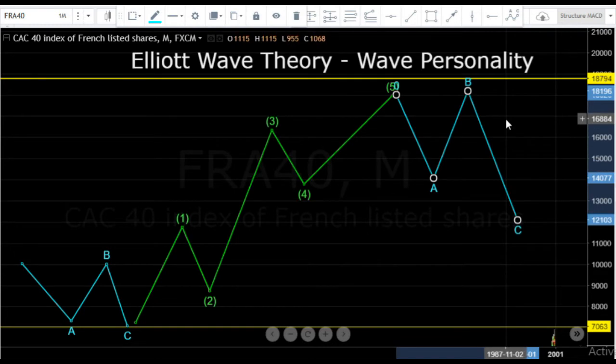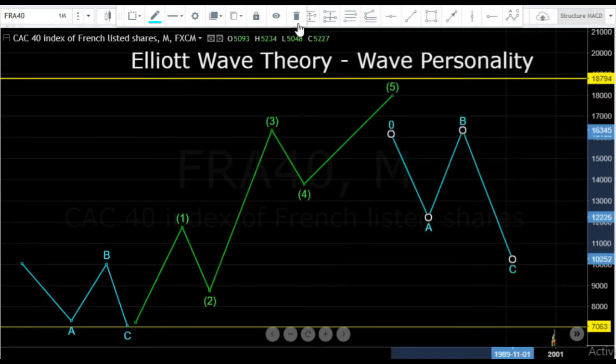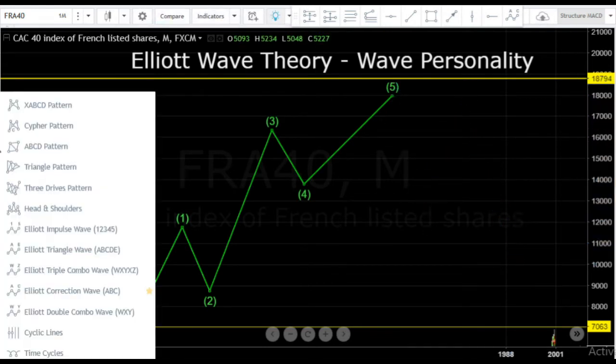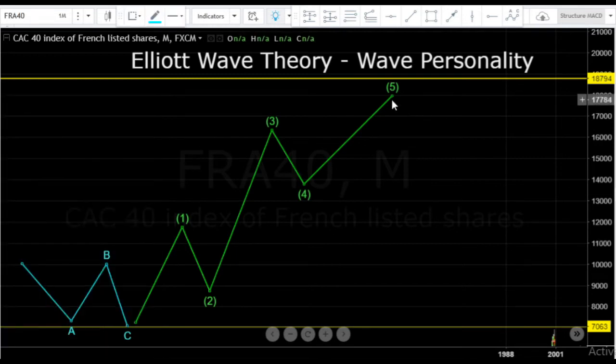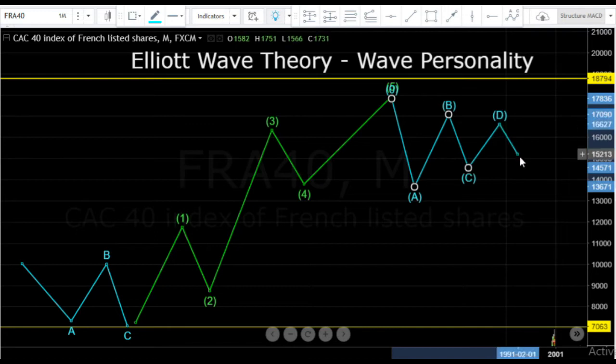Now our C waves here are third waves. Just like a third wave in an impulse, they tend to be very dramatic and will completely wipe out any profits made while trying to trade B. Now in order to have a look at D wave, we're going to have to change this to a triangle. So let's take that out and we'll put in some form of triangle, A, B, C, D, E.